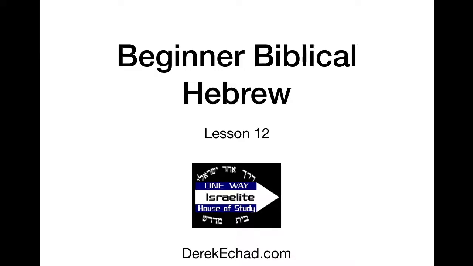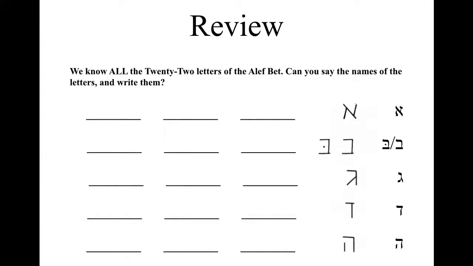Shalom, this is Beginner Biblical Hebrew, Lesson 12. This is the last lesson in our Beginner Biblical Hebrew course. At this point, we know all the 22 letters of the Hebrew Aleph-Bet.